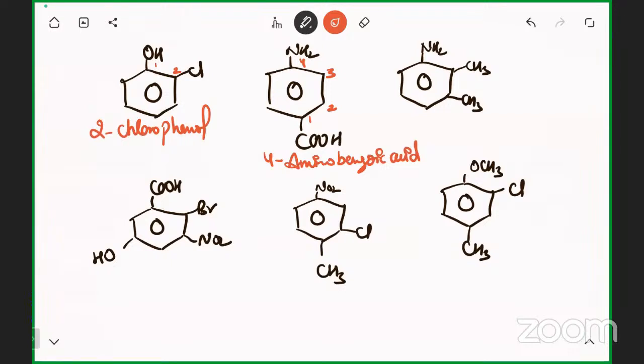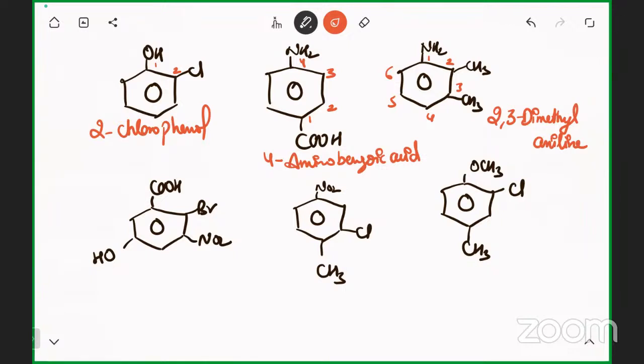Then the third one. Numbering should start from the NH2. 1, 2, 3, 4, 5, 6. Name: 2, 3 dimethyl. Benzene with NH2 is known as aniline, not amine. Benzene with NH2 is known as aniline.